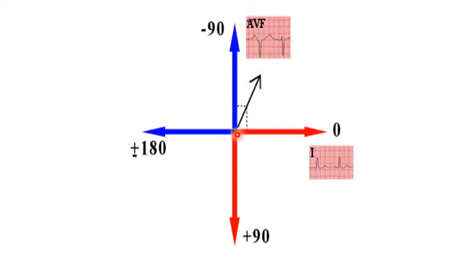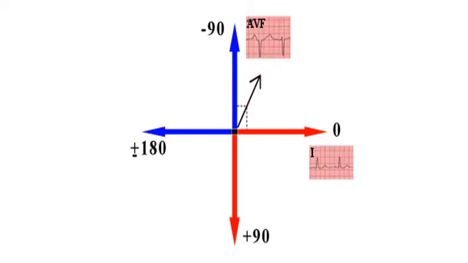Notice that this cardiac axis is deviated from normal. We expect the normal to lie between 0 and positive 90. But in this case, it is deviated from the normal. And because the angle lies between 0 and minus 90, we call this left axis deviation, or left cardiac axis deviation.